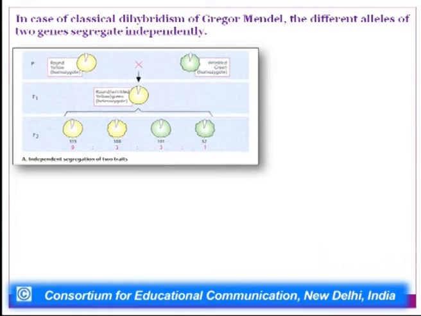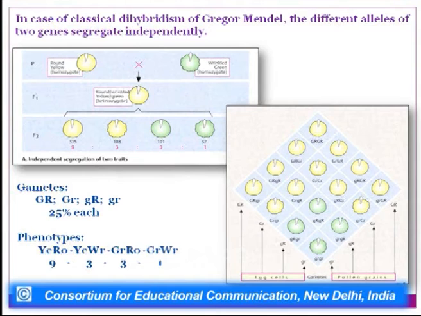So in case of the classical dihybridism of Mendel, as we were talking about, the different alleles of the two genes segregate independently. So, if a round and yellow seed plant was crossed with a wrinkled and green seed plant, both homozygous, then in the F1 generation and in the F2 generation, there used to be segregation of the gametes and individual traits used to assort independently and give a ratio of 9:3:3:1. The gametes which were created are capital Y capital R, capital Y small r, small y capital R and small y small r.